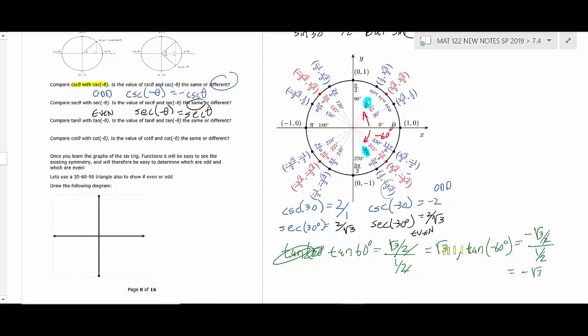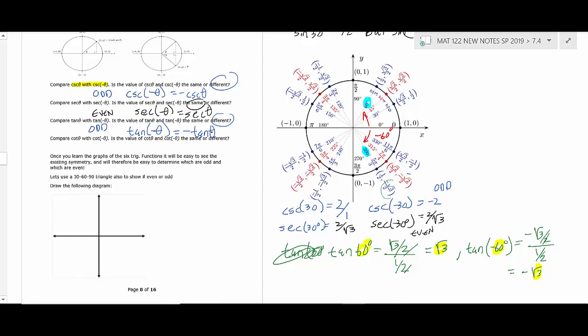So again, what that demonstrates is when the angle's opposite, so is the function. So the tangent would be an odd function as a result. That would be different. That's an odd function. Therefore, we would say the tangent of negative theta is the opposite of the tangent. Okay, like that. And then the cotangent's the same way.